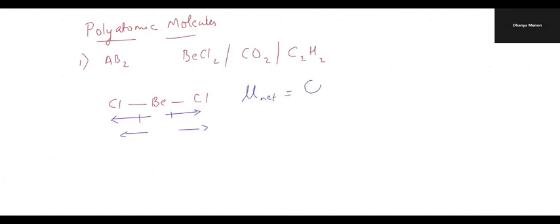That means it is non-polar. So even though there is an electronegativity difference, this molecule is non-polar because the net dipole moment is 0. Similarly, we just saw a while ago about carbon dioxide. Carbon dioxide is C double bond O, C double bond O. Carbon is less electronegative, so the arrow is from less electronegative carbon to more electronegative oxygen.